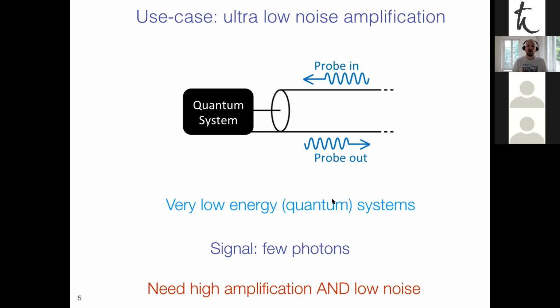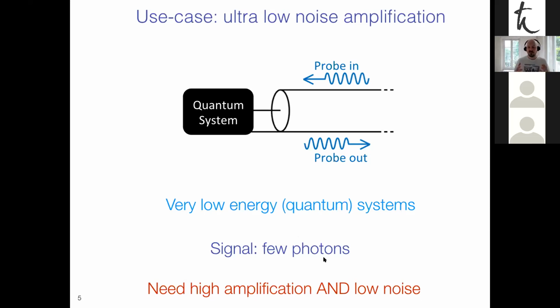So first, let me tell you what I mean by amplification. In many cases, you have a quantum system and you want to measure it. So what you do is that you send a probe in, this probe reflects on your system of interest, and then you want to measure the outcoming probe, measure its phase, its amplitude, its number of photons, and no matter what you measure, you want to acquire information about your quantum system. The catch here is that we are dealing with very low energies because it's a quantum system, so we speak about a signal on the order of few photons.